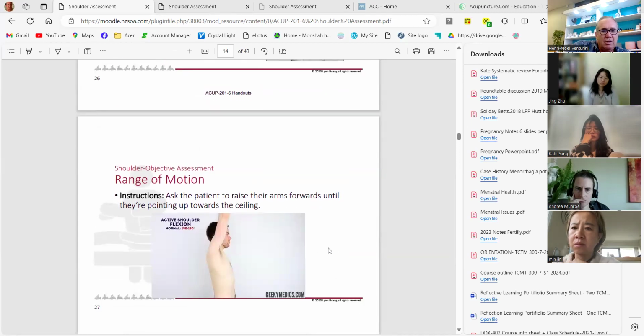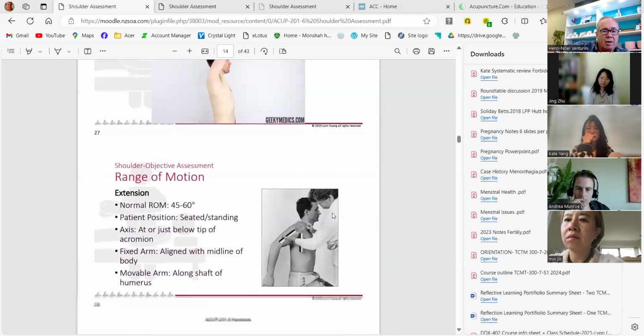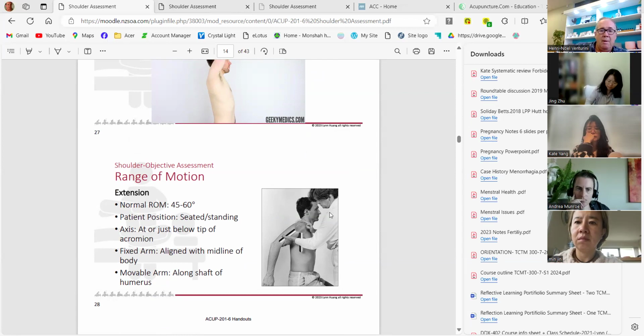For the range of motion, ask the patient to raise their arms forward until they're pointing upwards to the ceiling, and that's 180. Then you ask them to come down to 150 whilst you're supporting. The range of motion for the extension, as you can see, is quite limited. It's only between 45 and 60.